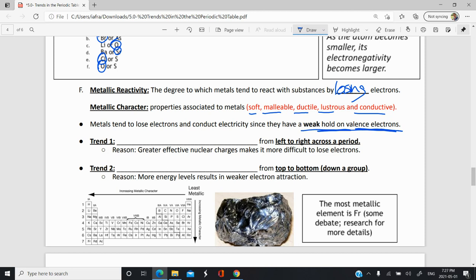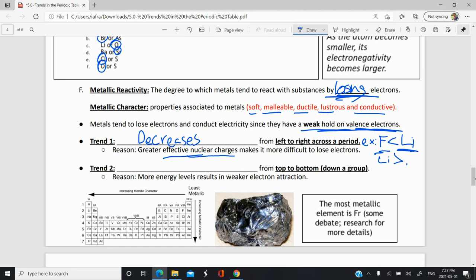So trend one, metallic character from left to right. So metallic character decreases from left to right. So for example, fluorine would be less metallic than, let's say, lithium, because lithium is more on the left side. And then fluorine's more on the right side. And the reason that fluorine is less metallic is because, well, it has a stronger hold of its electrons due to greater effective nuclear charge. And like I said, you're supposed to be able to lose your electrons as a metal. Or even a better example, let's compare two elements classified as metals.